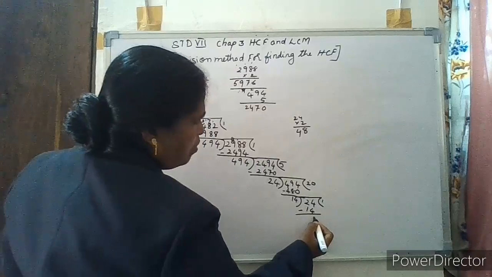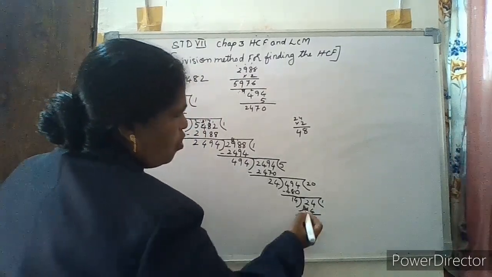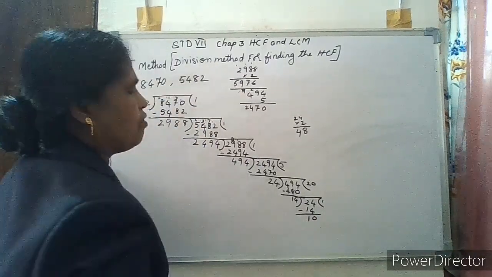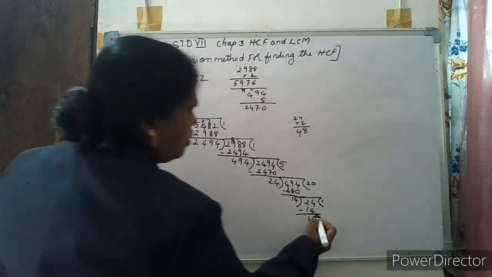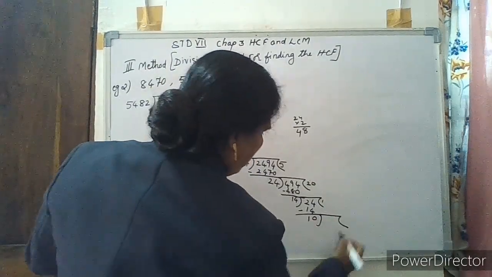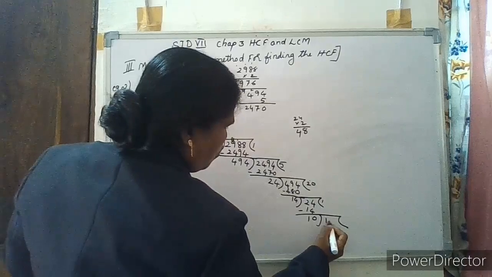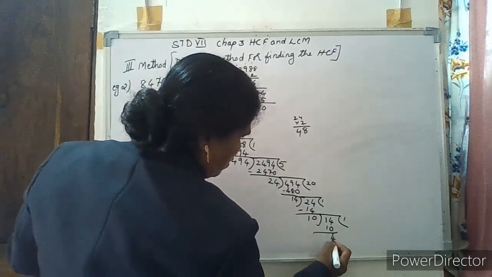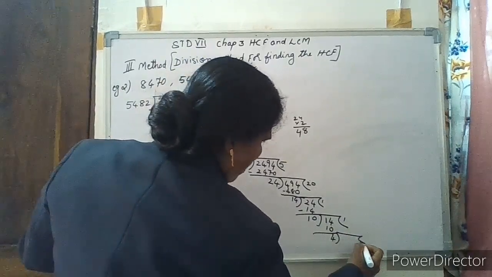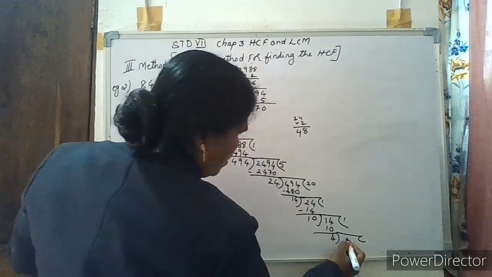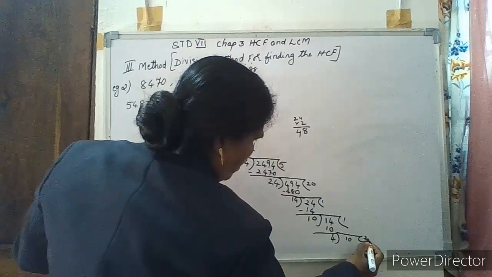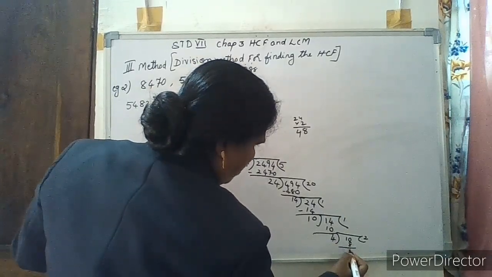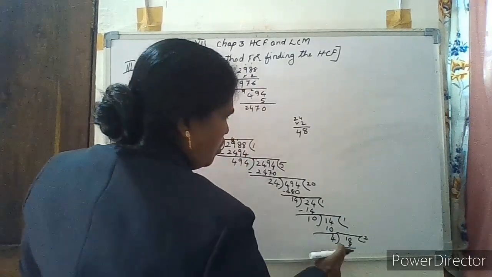Minus remainder is 4 minus 4 is 0, and 2 minus 1 is 1. So this 10 is again the divisor here. Previous 40: 10 ones is 10. Again 4 is the remainder. This is again the divisor. Now previous 10: 4 twos is 8 here. Minus, the remainder is 2 here. So 2 is the remainder.